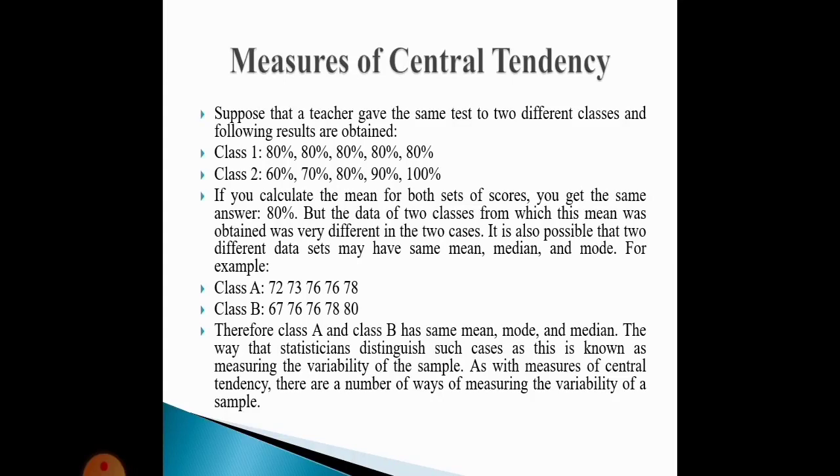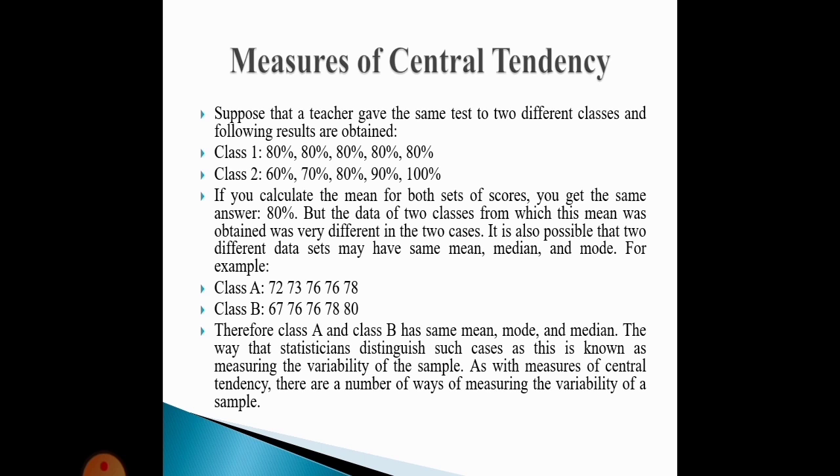Measures of central tendency. Suppose that a teacher gave the same test to two different classes and the following results are obtained. Class 1: 80%, 80%, 80%, 80% and 80%. Class 2: 60%, 70%, 80%, 90% and 100%.